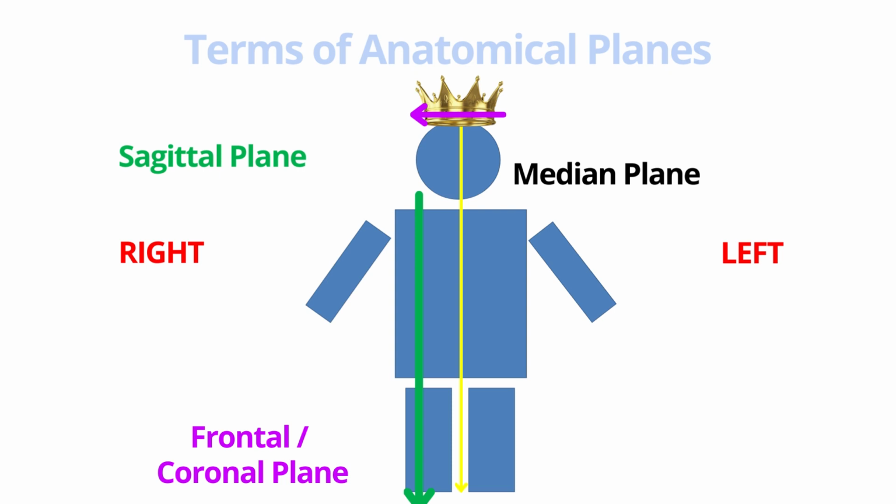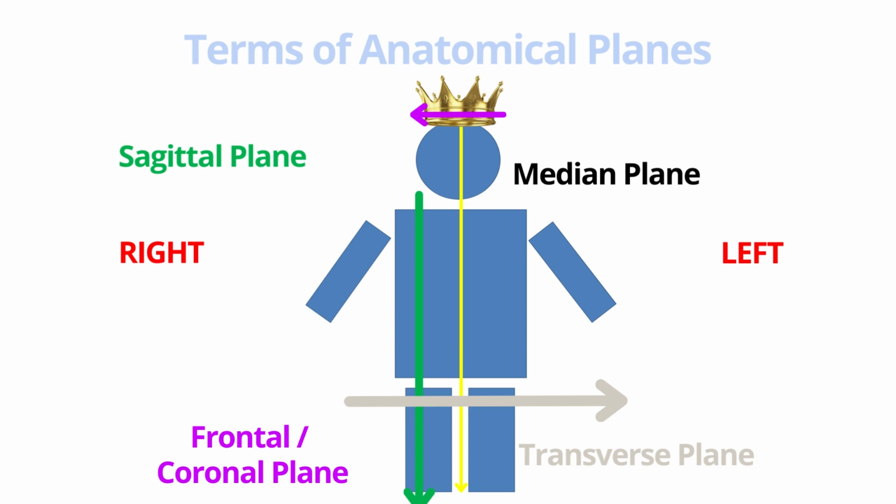The fourth plane passes through the body horizontally to divide the body into upper and lower portions, also known as superior and inferior divisions. This is the transverse plane.